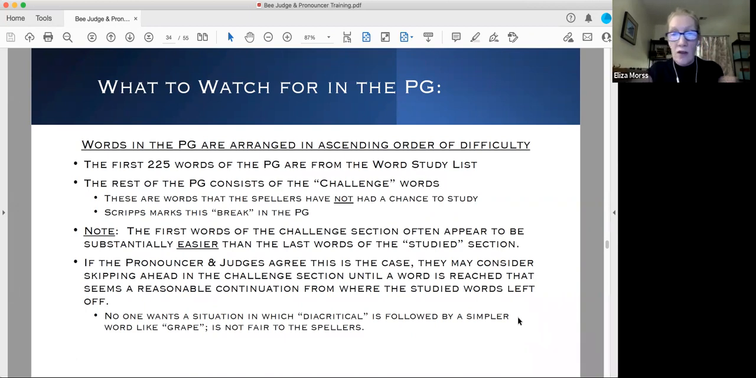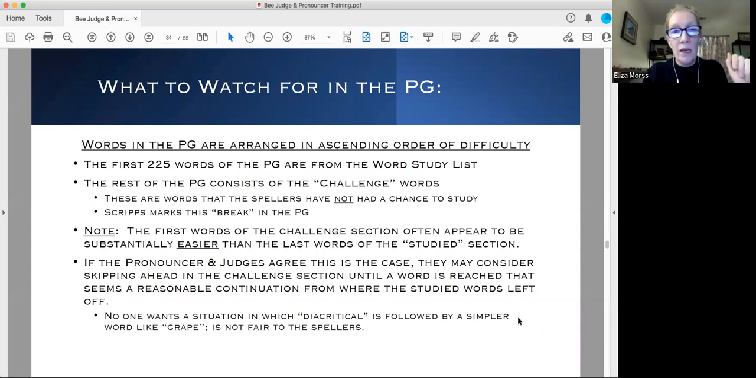So obviously, if you go from study words, yes, they have studied them, to the beginning of the challenge words, and the Scripps decides what means a challenge word. Maybe it's a language of origin, but the challenge words, I would strongly suggest that the pronouncer and judges agree ahead of time, if they get to the challenge section, how far ahead they're going to skip, so that the last word at the end of the word study list, word number 225, the next word they're going to pick from the challenge section seems roughly equivalent, or at least an appropriate jump.